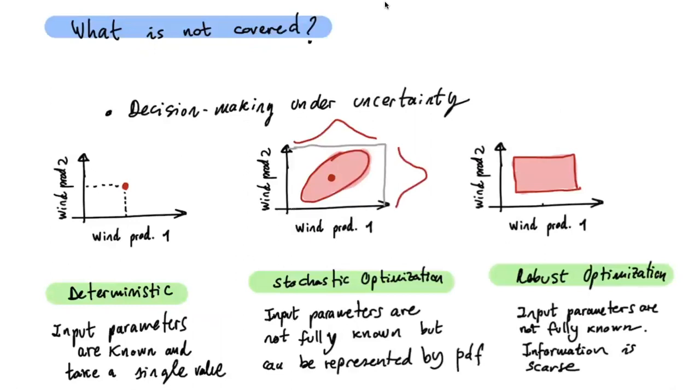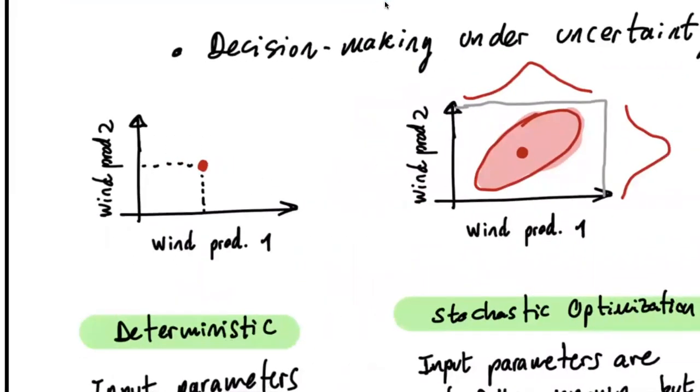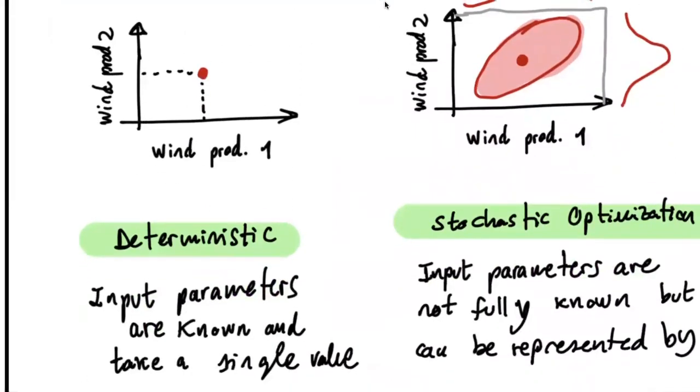We are also not covering optimization problems under uncertainty. Remember, we have problems with input parameters, and these input parameters influence the output of our model. Sometimes we have perfect information of these input parameters. Let's say you have two input parameters: wind production in location 1 and wind production in location 2. If you have this information, the problem is typically called deterministic. So we are going to deal with deterministic problems, where every input parameter is known.